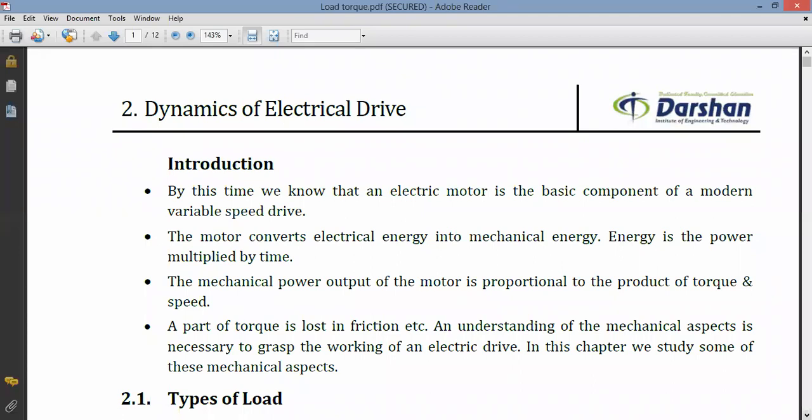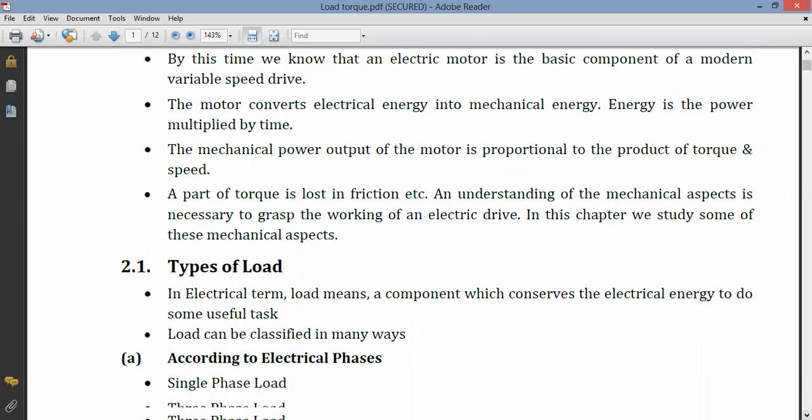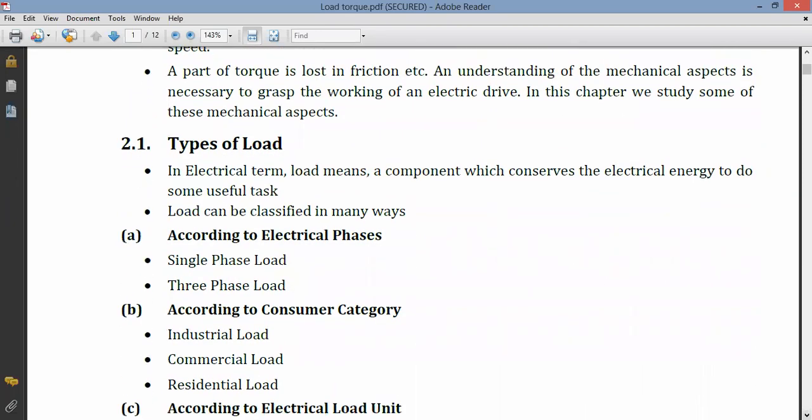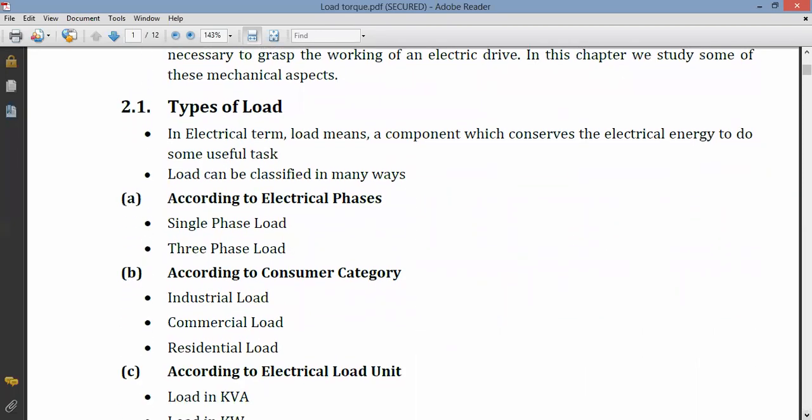In this chapter, we will study the various types of load that occur in our drive system, how this drive system can work, and what the area of application of this drive system is. Okay, so you see types of load. In electrical terms, load means the component which consumes the electrical energy to do useful work.